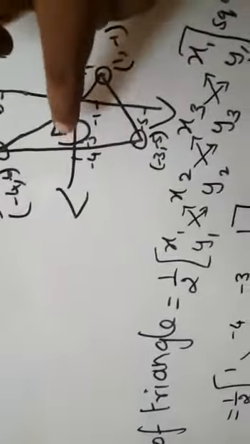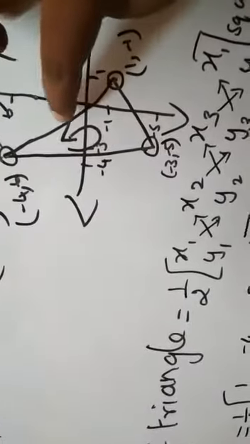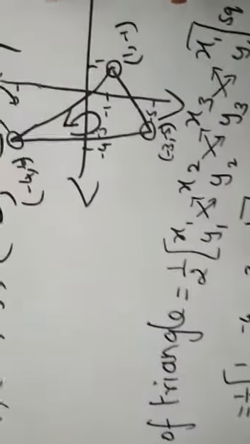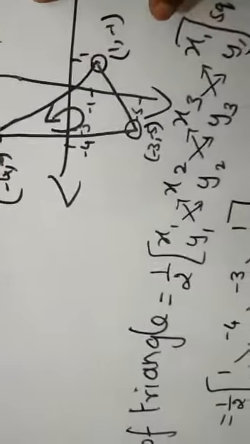So area of the triangle, don't forget that anti-clockwise direction. Okay. Now, to find the area of a triangle and area of a quadrilateral, it is a must that we draw the diagram.